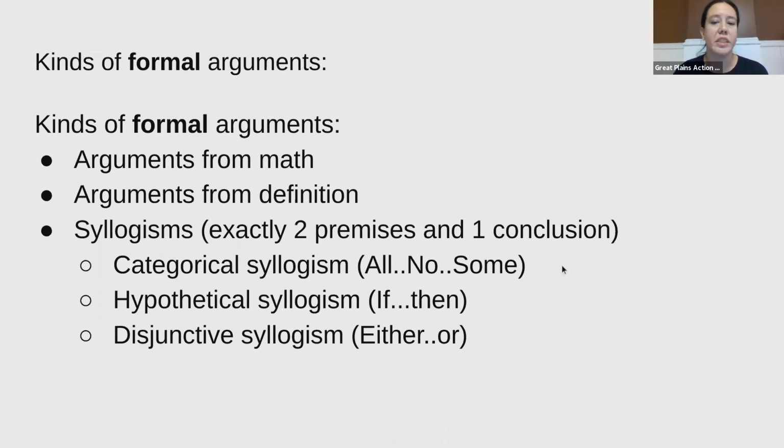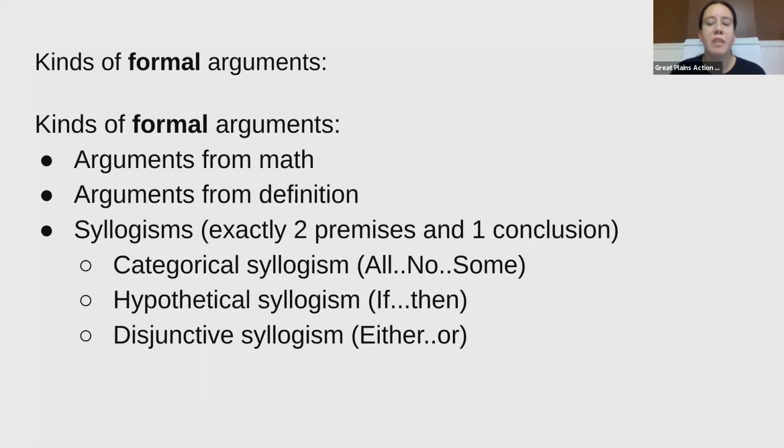There are categorical syllogisms. Those make use of the words all, no, some. So all apples are red. This is an apple, therefore this is red. Something like that. Hypothetical syllogisms. So if A then B, if B then C, therefore if A then C. And a disjunctive syllogism. So either or. Either A or B, not A, therefore B.